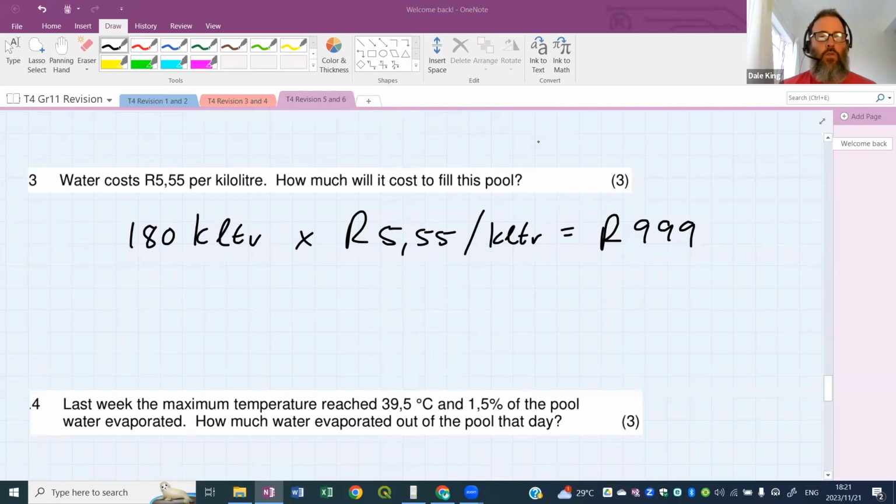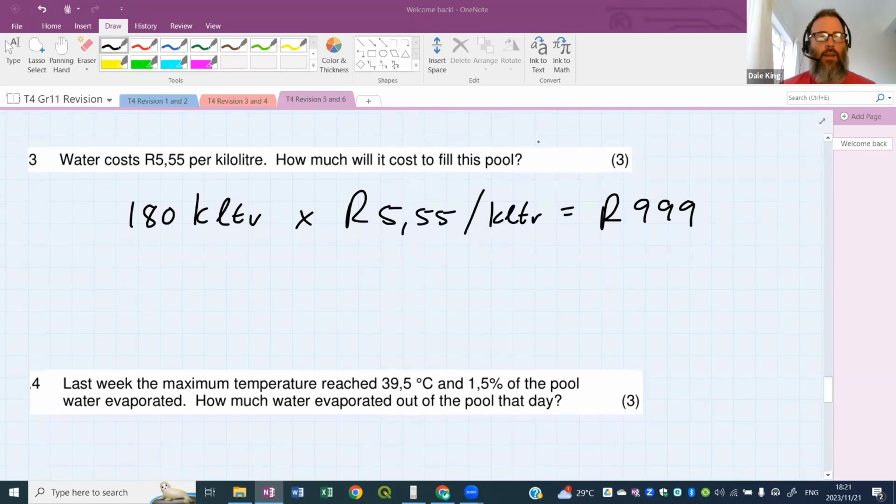What else do they have for us? Question 4. Let's have a look. Last week, in fact, today feels like it. Last week, the maximum temperature reached 39.5.